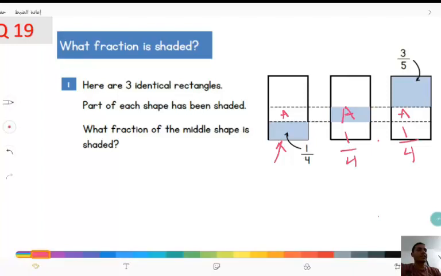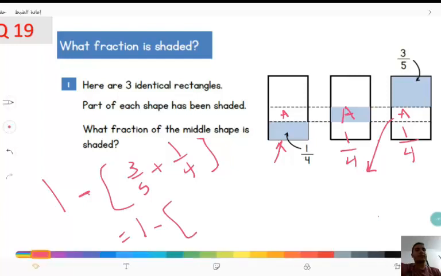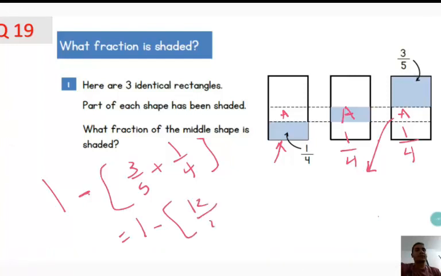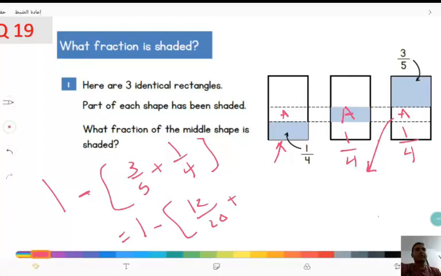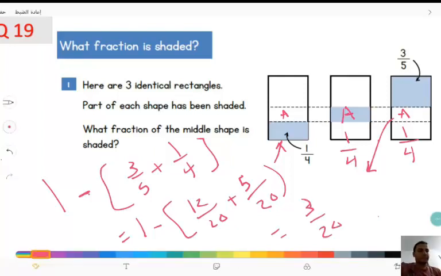So we can find the area A from the third shape, which is the whole subtract 3/5 plus a quarter, which is 1 subtract 12 per 20 plus 5 per 20, which is finally 3 per 20. That's it. This is the fraction of the area A.